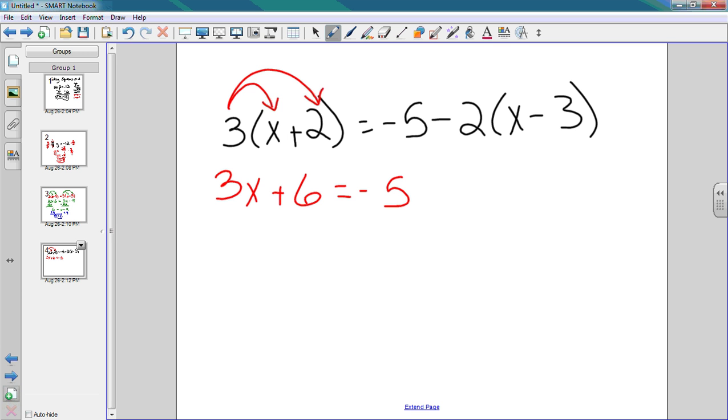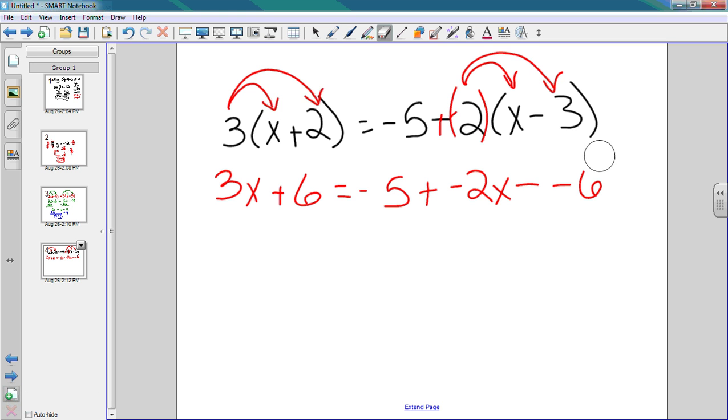You have to multiply with the negative number. Right. Subtraction is the same thing as plus a negative. So this is a negative 2. When you distribute this, you have to take the negative with you. So I have plus negative 2x minus negative 6. I took negative 2 times x, I got negative 2x. Negative 2 times 3, I got negative 6. Subtraction is still there.